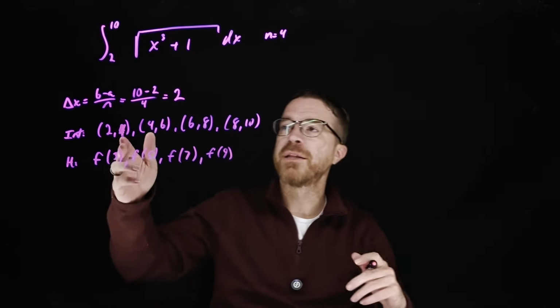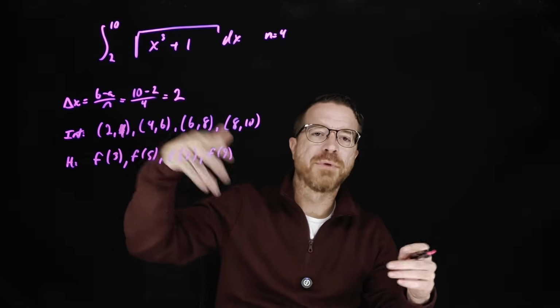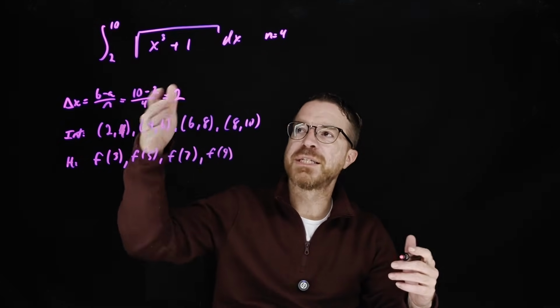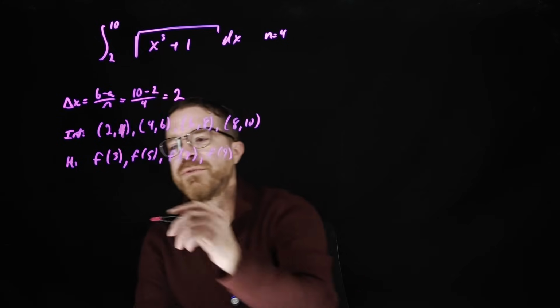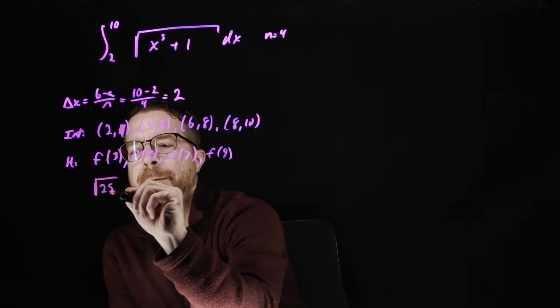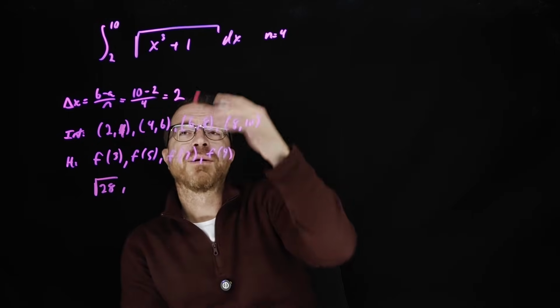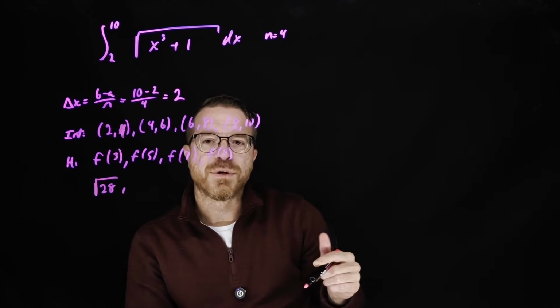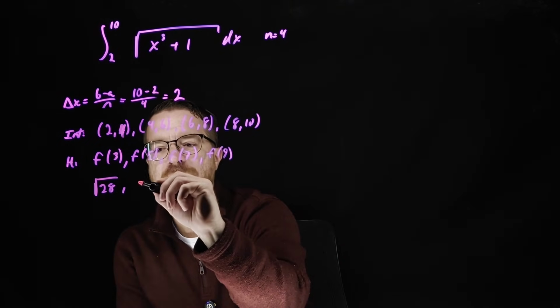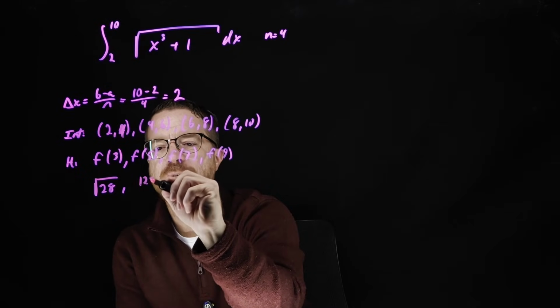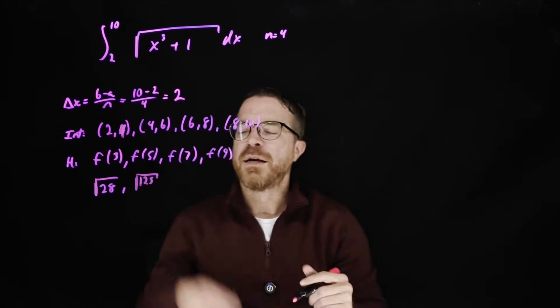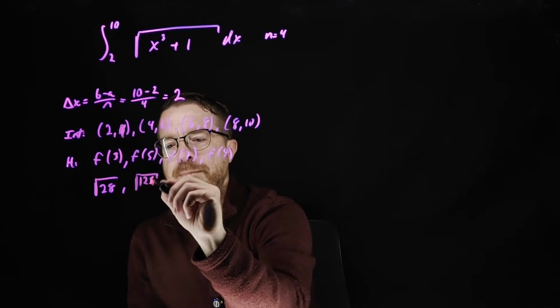So the first one, we're going to get 3 cubed, which is 27, right? 3 times 3 is 9, times 3 is 27, plus 1. So this will be the square root of 28. For 5, we plug this in. 5 times 5 is 25, times 5 is 125, plus 1, so we're going to get the square root of 126. I forgot to add the 1.